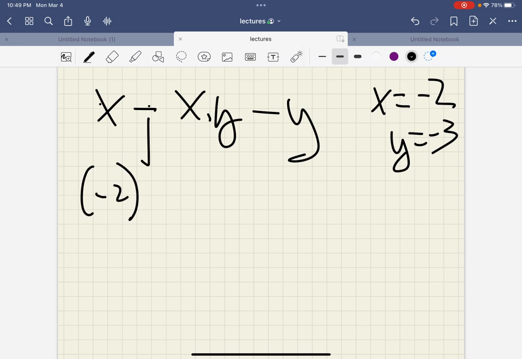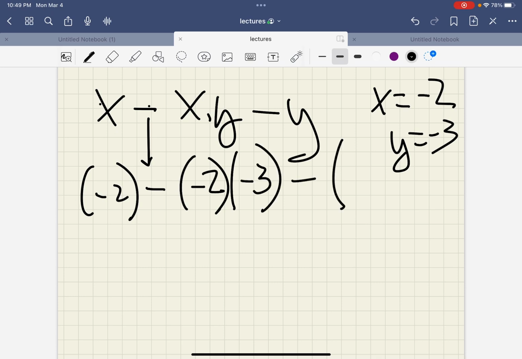Bring down the minus, and then again put in for x, negative 2. And then put in for y, negative 3. Minus a negative 3. And honestly, in situations like this, more parentheses is better than less. We can always simplify and get rid of them. But if we don't put them in parentheses, it's easy to make a sign error.